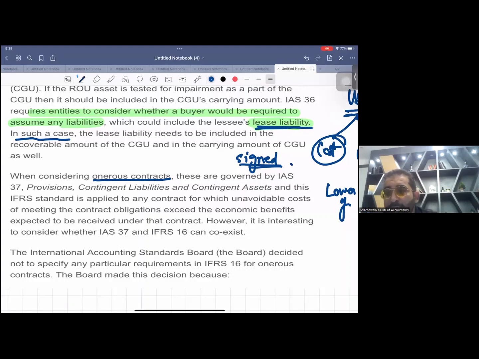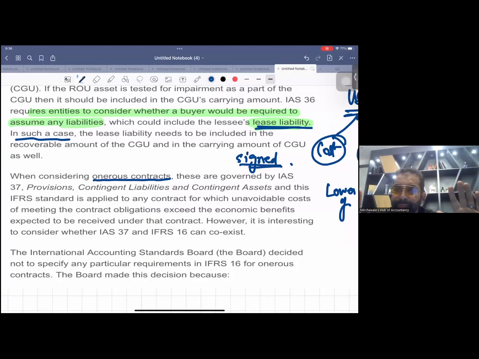Do you guys remember onerous contract? Please write in the chat box. You remember this or not? You are chartered accountants now. Okay. Thank you.